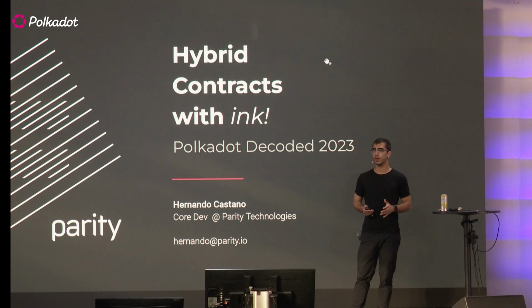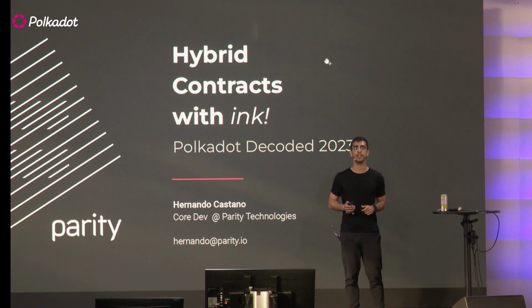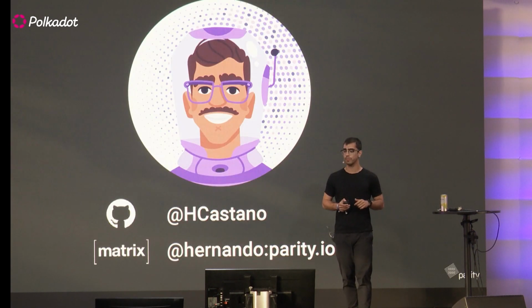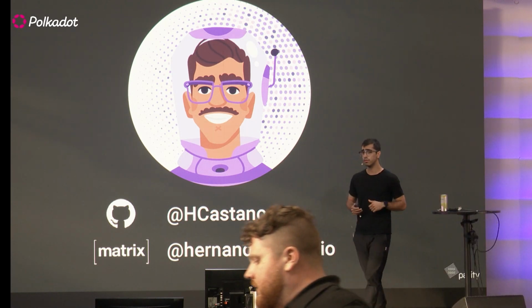So yeah, today I want to talk to you about this idea of hybrid chain and hybrid contracts. So first, a little bit about myself. I'm Hernando. I'm a core developer at Parity. I started working at Parity back in 2019, actually, initially on the Ethereum client. Since then, I've moved my way around a couple different teams, and for the last couple of years, I've been focused on smart contracts. And in particular, I've been focused on Ink.